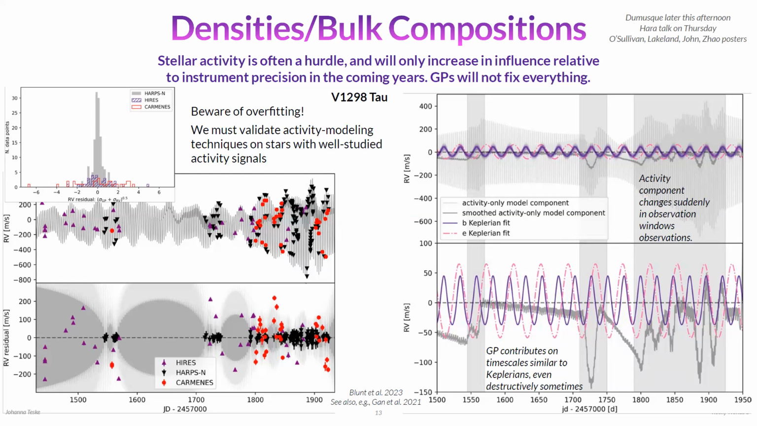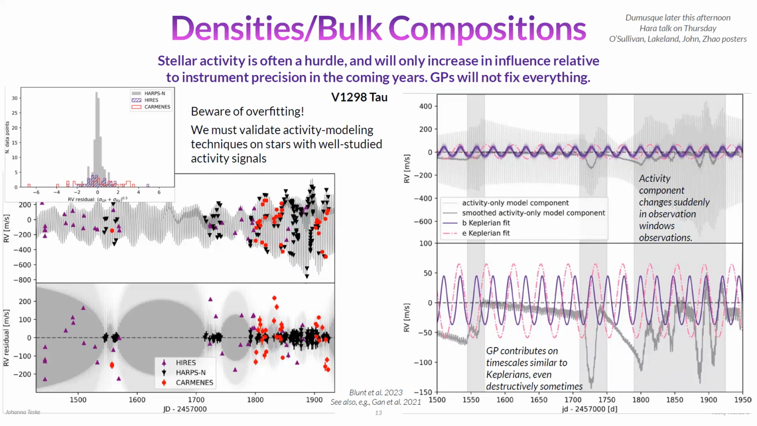She's reanalyzing observations that were previously published, trying to measure the masses of the planets around these stars. And basically, this paper illustrates that this Gaussian process is probably overfitting the RV observations.